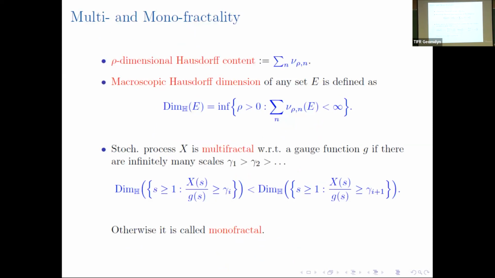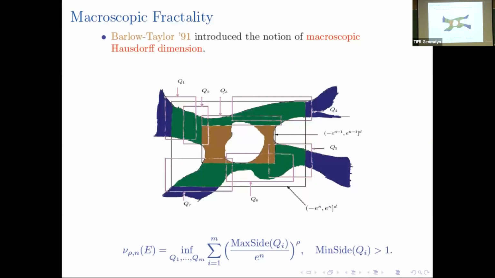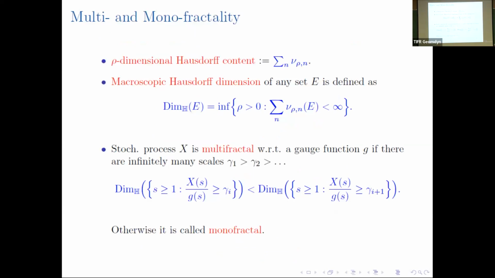Okay, so is the assumption that e to the n is the size of the biggest rectangle? Yes, that's kind of why this has this index n. Okay, so the rho-dimensional Hausdorff content would just be equal to the sum over all such nu rho n. So for this nth shell, you compute this nu rho n and take the sum over all such nu rho n. So the macroscopic Hausdorff dimension of E would just be equal to the infimum value of rho such that this rho-dimensional Hausdorff content would be finite.